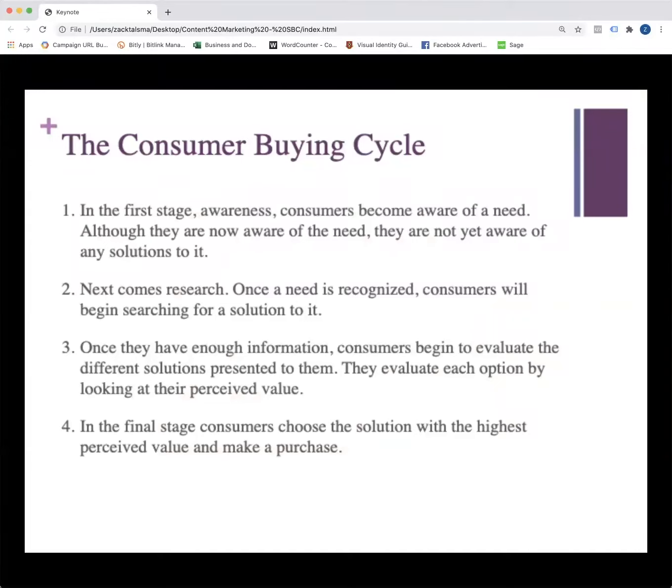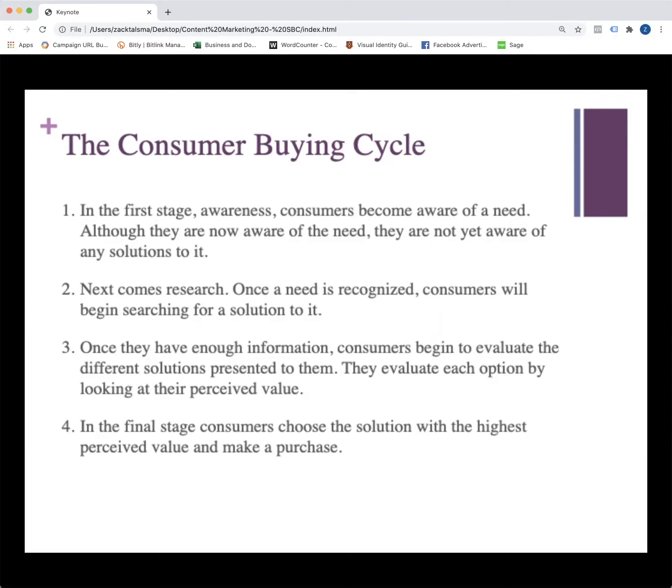The first stage, awareness, is where consumers become aware of a need. They're not yet aware at this point of any solutions to it. They just know that they have a need. You're out walking around and you're hungry. You're aware that you're hungry, but you don't yet know where you're going to go for food. Then you start going through the research stage. This could be you on your phone checking all the local restaurants.